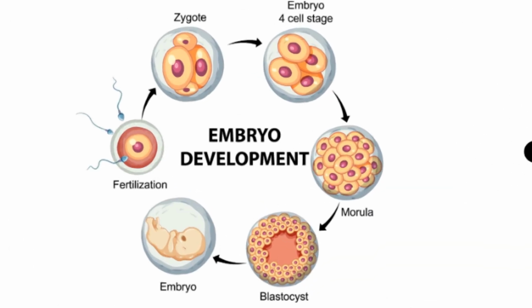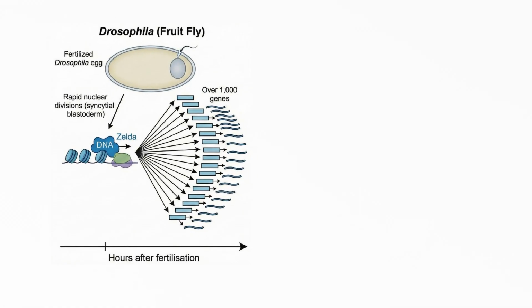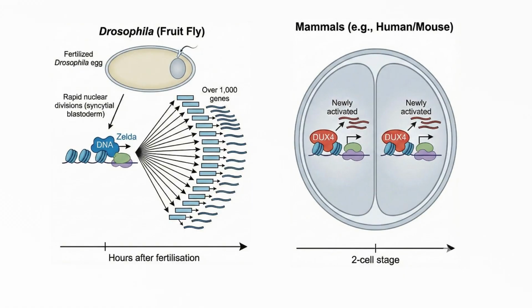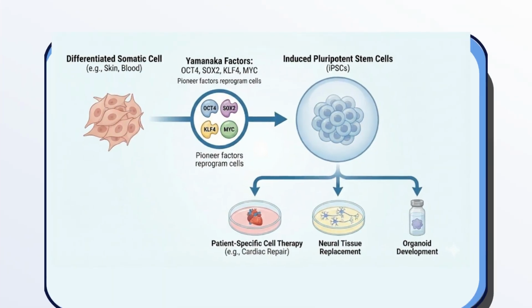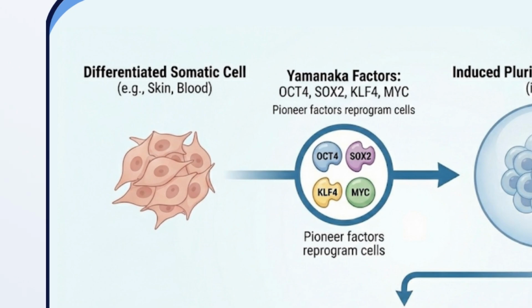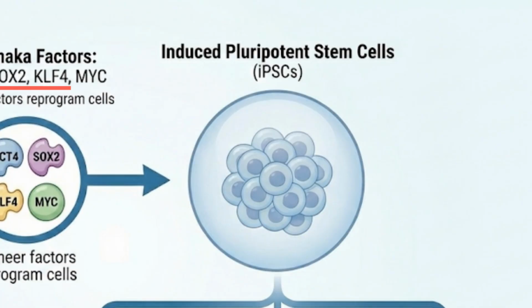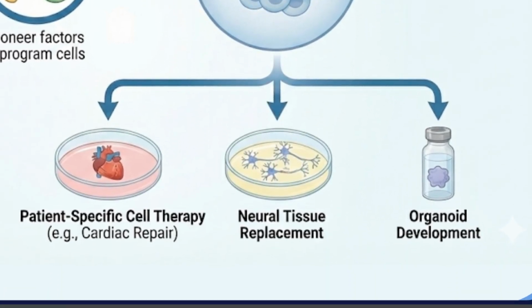In development, pioneer factors orchestrate zygotic genome activation. In Drosophila, Zelda activates over 1,000 genes within hours of fertilization. In mammals, DUX4 performs an analogous function at the 2-cell stage. In regenerative medicine, the Yamanaka factors OCT4, SOX2, KLF4, and MYC, 3 of which are pioneer factors, can reprogram differentiated somatic cells to induced pluripotent stem cells, enabling patient-specific cell therapies.